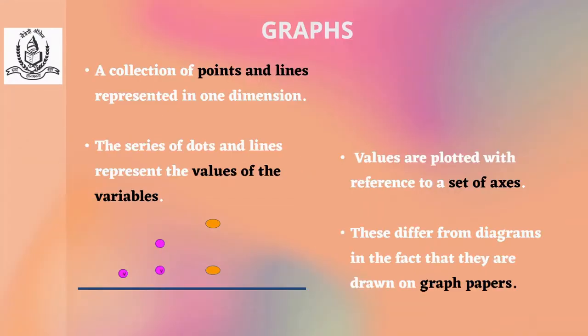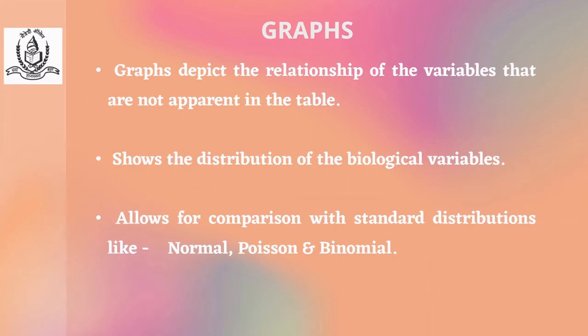What are graphs? Graphs are simply a collection of points and lines represented in one dimension. The series of dots and lines represent the values of the variables with reference to a set of axes. The most important point where graphs differ from diagrams is that they are drawn on graph papers, also called grid papers. Graphs are able to depict the relationship of the variables which are not apparent in the table. They show the distribution of biological variables and therefore allow a comparison with standard distribution like normal, Poisson, and binomial.